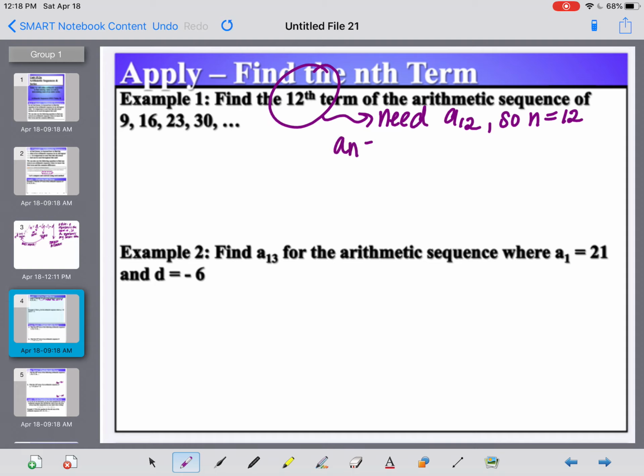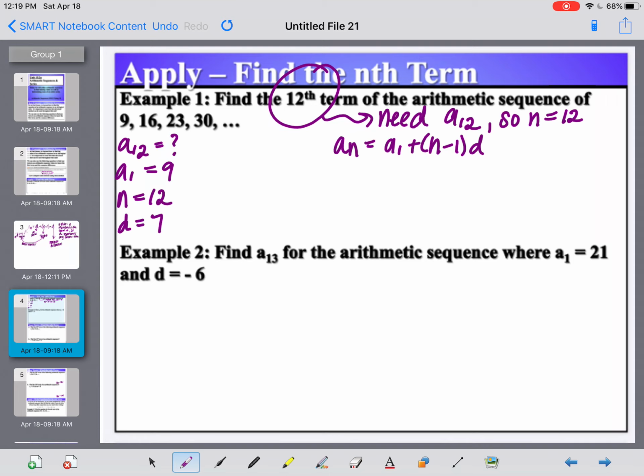Okay, we're going to be using this formula, a sub n. We know we're looking for a sub 12. We have a sub 1, that's our first term. It's 9. n must be 12. There must be 12 numbers in the sequence here. And then d, that's our common difference. So 30 minus 23, 23 minus 16, 16 minus 9, my common difference is 7. You've probably gotten pretty good at finding your common difference.